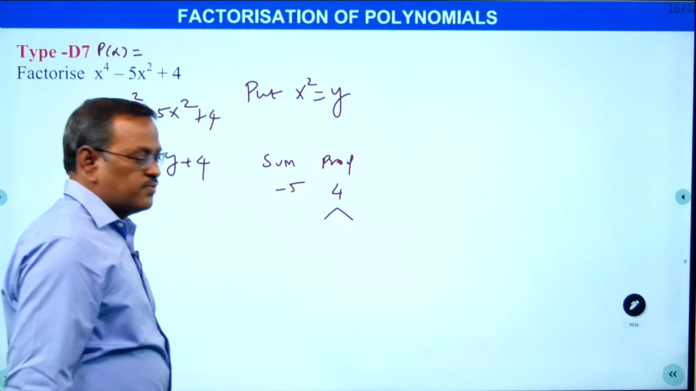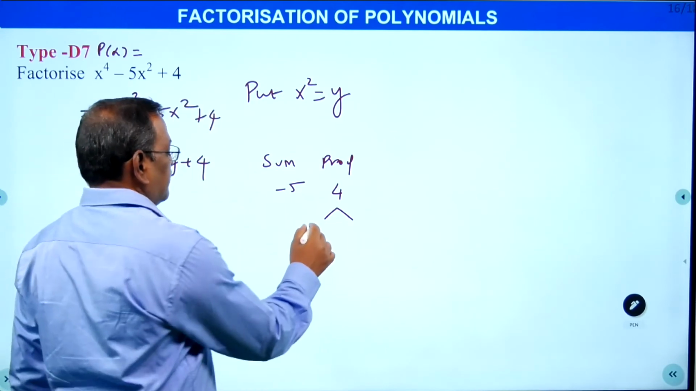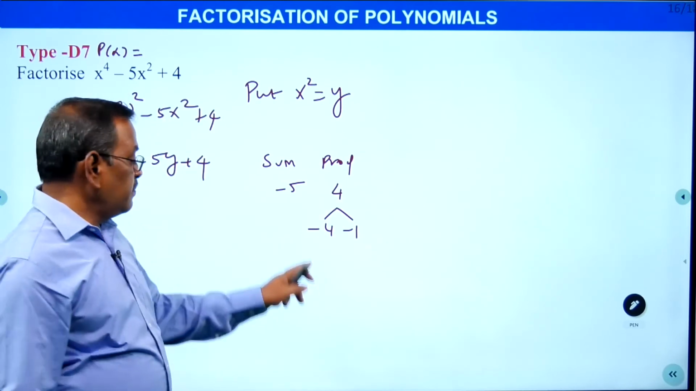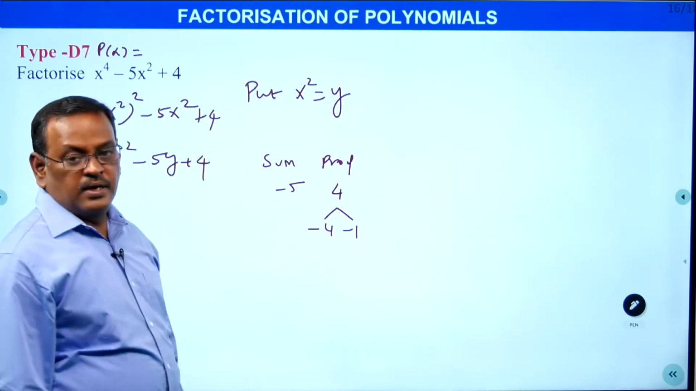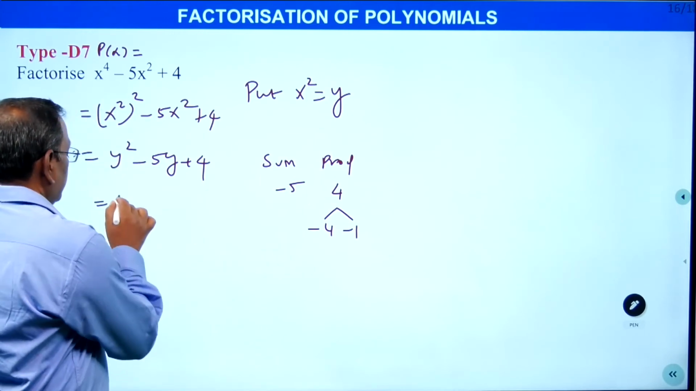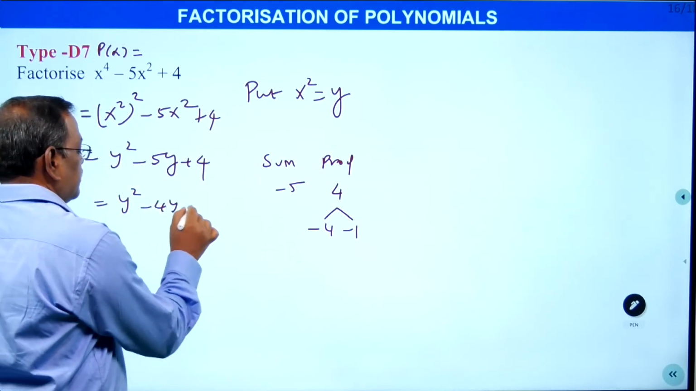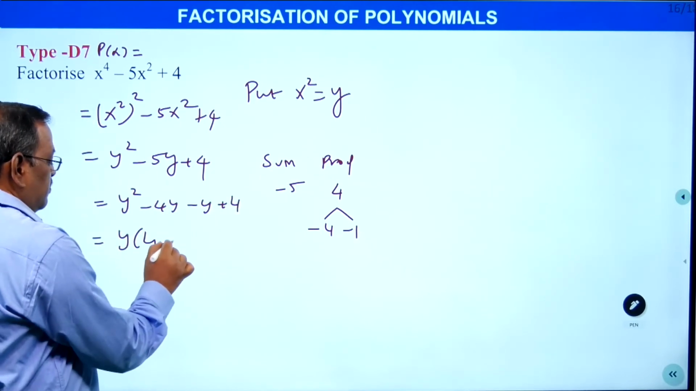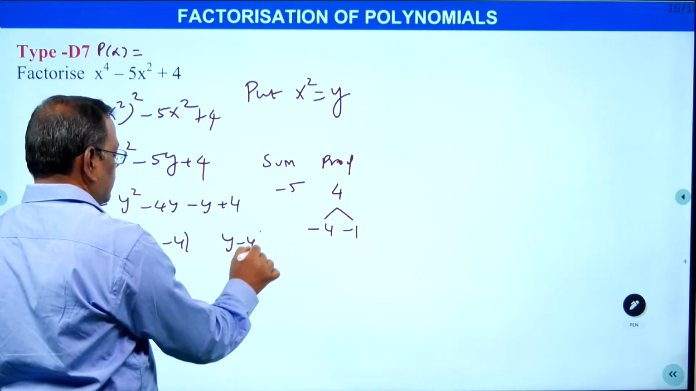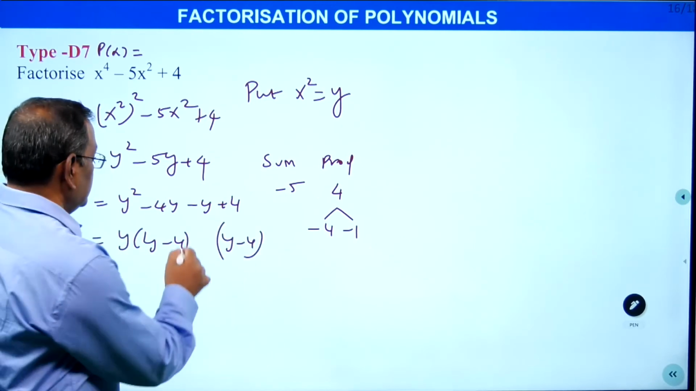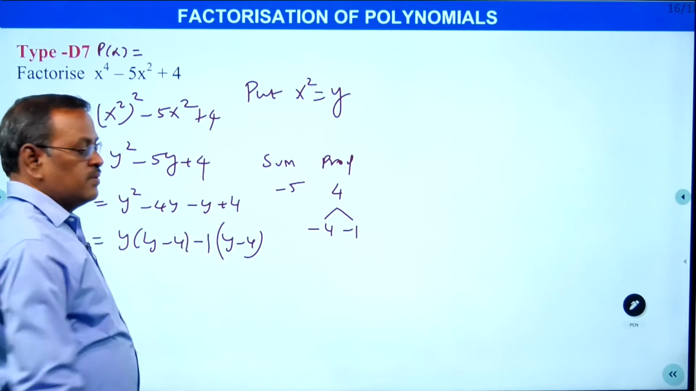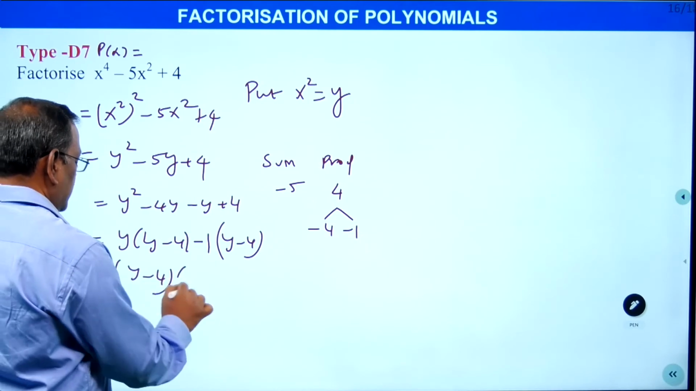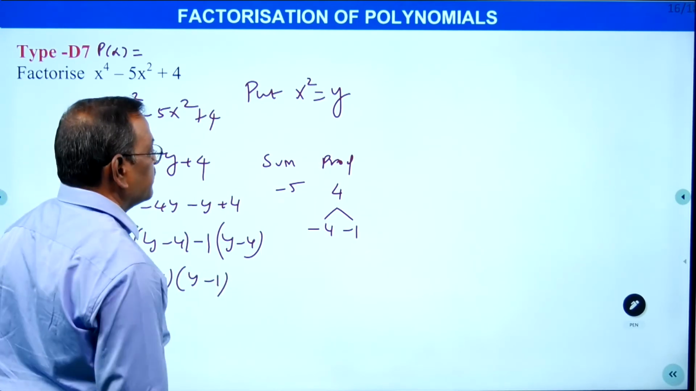So what are the factors for 4? The sum is the larger number, and hence the factors are minus 4, minus 1. Minus 4 into minus 1 is plus 4, and minus 4 minus 1, if you add these two numbers, is minus 5. Therefore, we can write y square minus 4y minus y plus 4, which is equal to y into y minus 4, minus 1 into y minus 4, since y minus 4 is a common factor. So this is equal to y minus 4 into y minus 1.